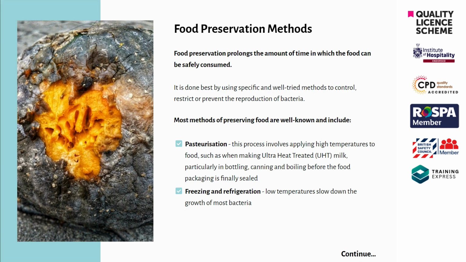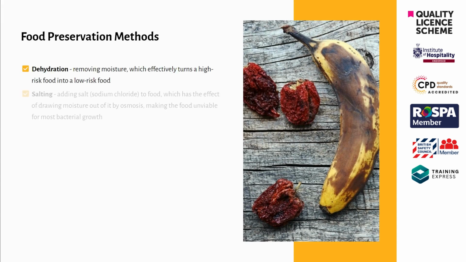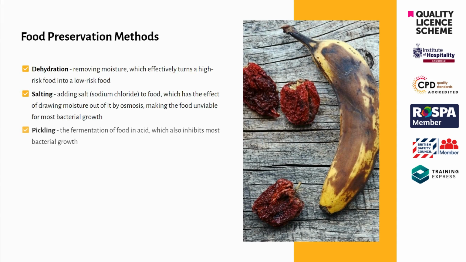Freezing and refrigeration. Low temperatures slow down the growth of most bacteria. Dehydration. Removing moisture which effectively turns a high-risk food into a low-risk food. Salting. Adding salt, sodium chloride, to food, which has the effect of drawing moisture out of it by osmosis, making the food unviable for most bacterial growth.